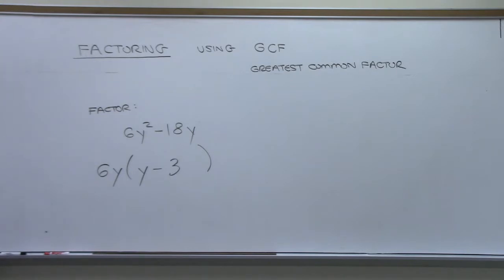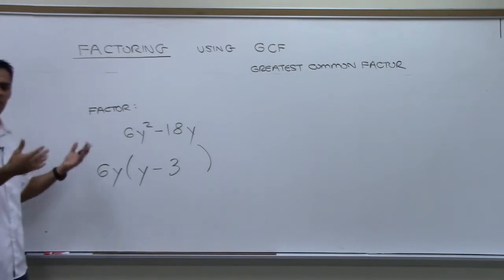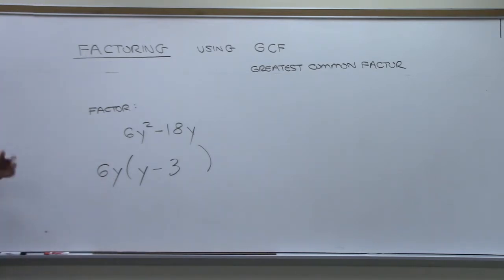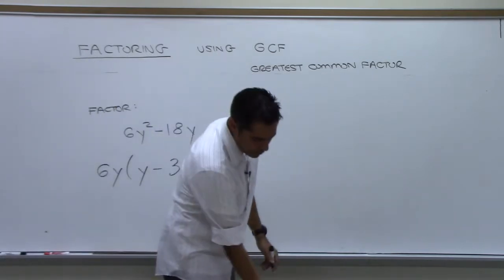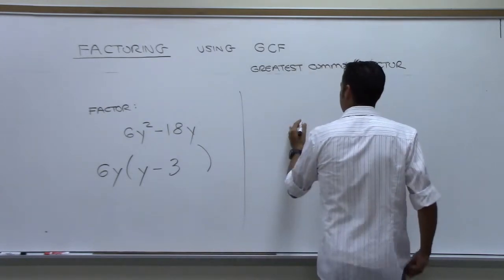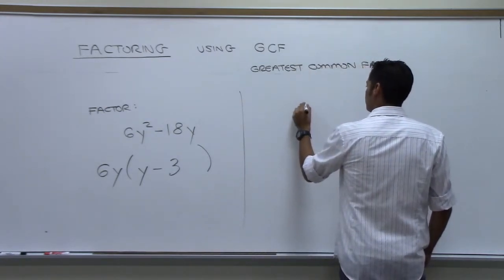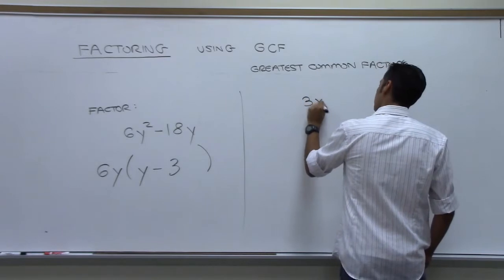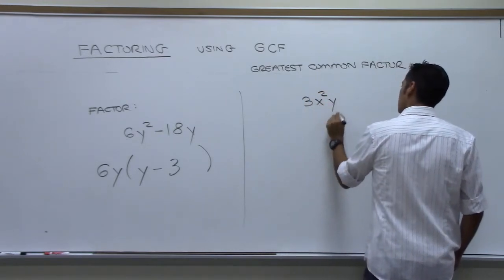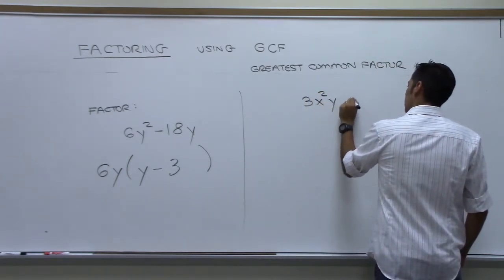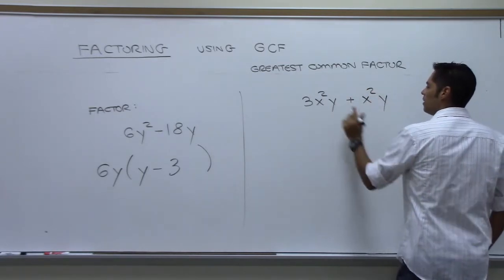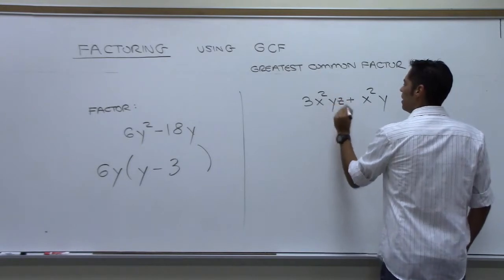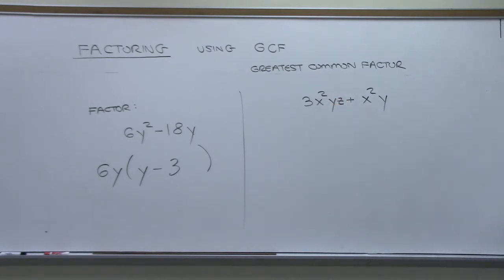Now there's different ways to teach GCF. I'm just going off the assumption you've seen it before, and it's just kind of rehashing the old stuff here. What about this one? 3x squared y plus x squared y. Let's do one more thing in here. Let's throw a z in there. 3x squared yz plus x squared y.